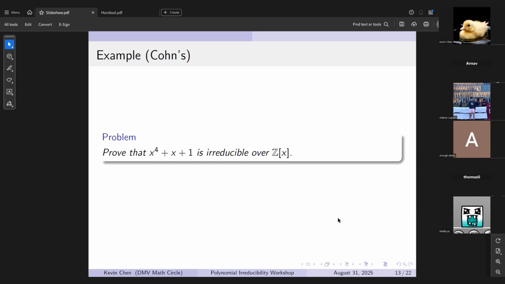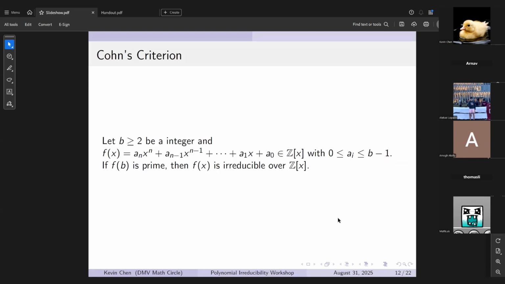So b equals 2. So note that we can't do b equals 1, even though x equals 1 in here just becomes 3, and it obviously works, because the coefficients wouldn't be less than 1. So the next number we're going to try is b equals 2. And so if we plug in 2, we get 16 plus 2 plus 1. And so that's 19, which is clearly a prime number. And looking back at the criterion, the conditions are all satisfied. So that means f is irreducible.